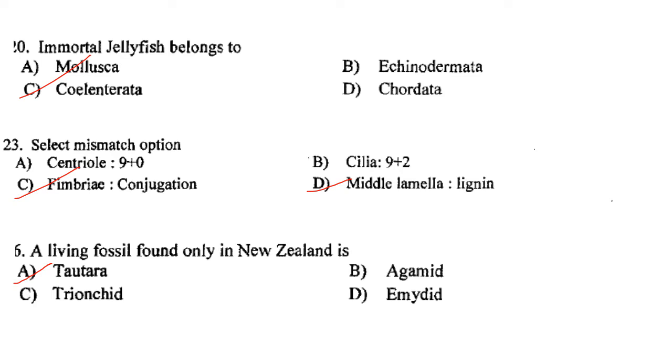Then next one, select the mismatch option. So out of these, the mismatch option is Fimbriae in conjugation and middle lamella or lignin. So both C and D are correct, because I will tell you the reason. Fimbriae are long filamentous polymeric protein structures located at the surface of bacterial cells, and they enable the bacteria to bind to specific receptor structures and thereby colonize specific surfaces. So Fimbriae is not involved in conjugation. Then middle lamella is made of calcium and magnesium pectates and not of lignin. So the mismatch option are both C and D.